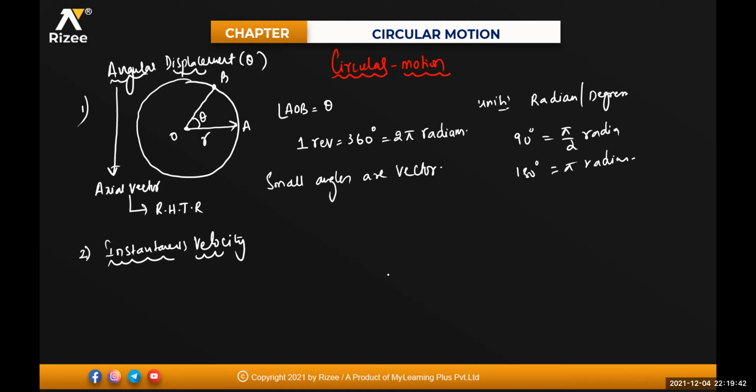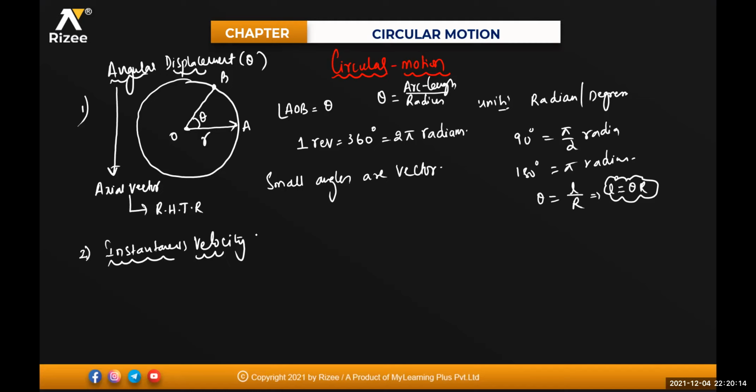How to write the theta, beta? I told you already this one in trigonometry. Theta is always equal to your arc length divided by radius. Theta is equal to L by R. So theta is equal to L divided by radius R, or else I can write L is equal to theta into R.